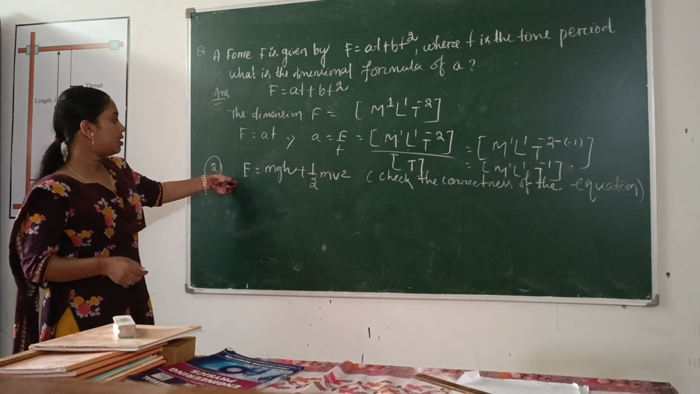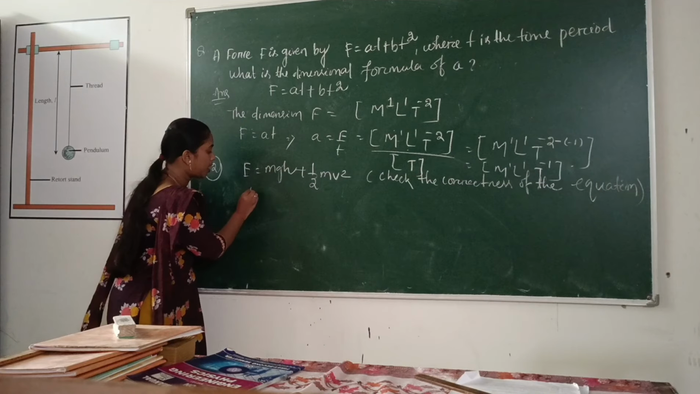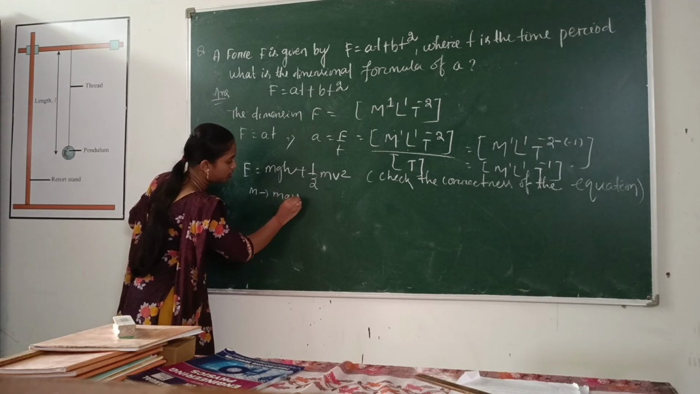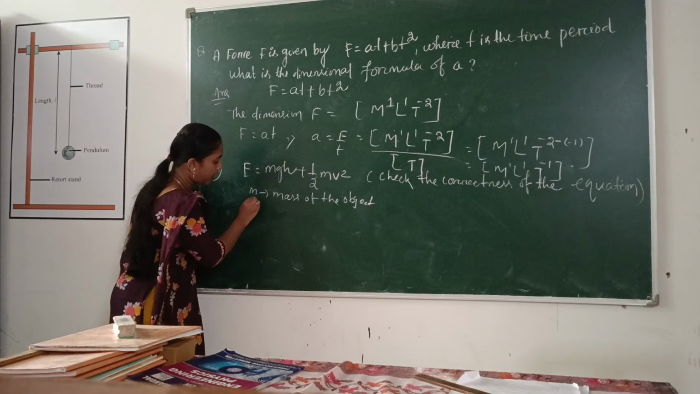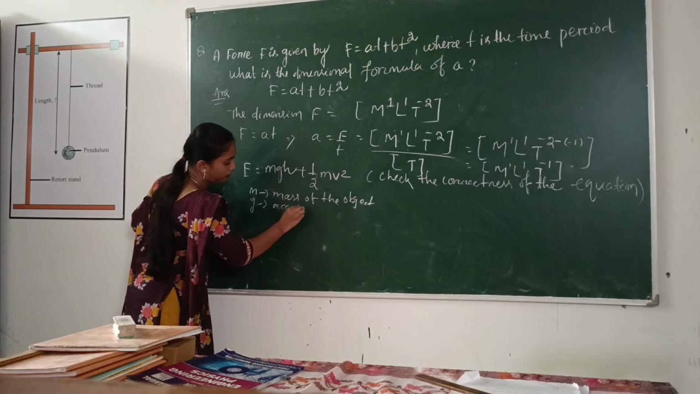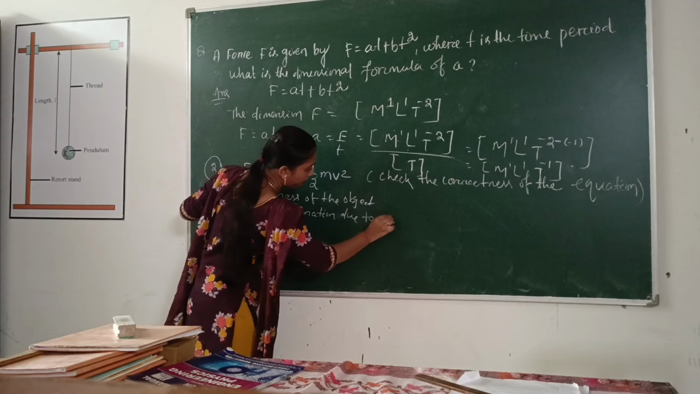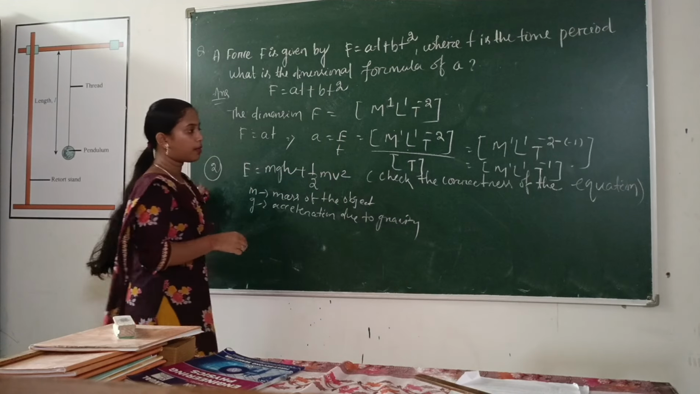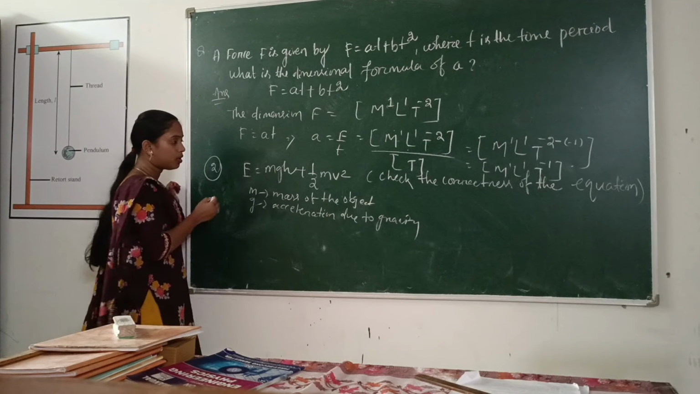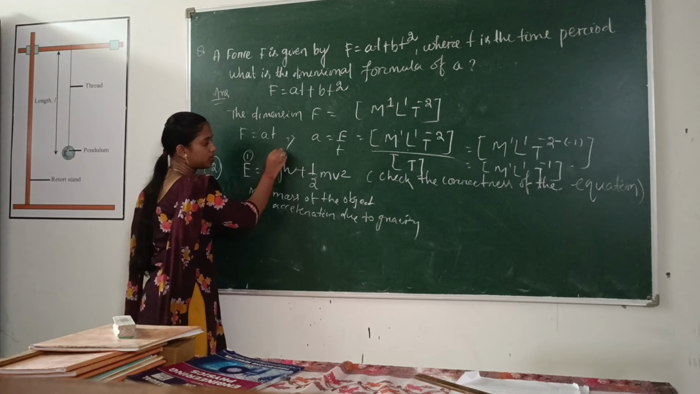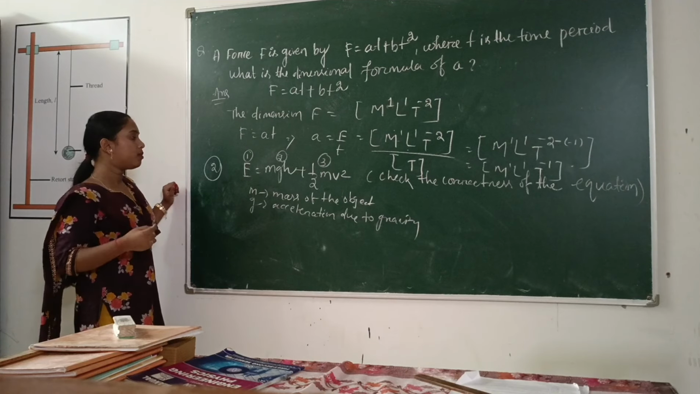The second question is E is given by mgh plus half mv square. Here m is the mass of the object, g is the acceleration due to gravity. The question is, we have to check the correctness of the given equation. In this equation, three terms are there. This is my first term, this is second term, and this is third term. We have to find the dimension of every term individually.